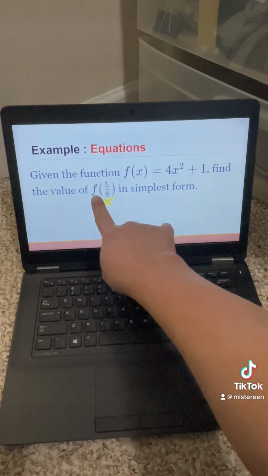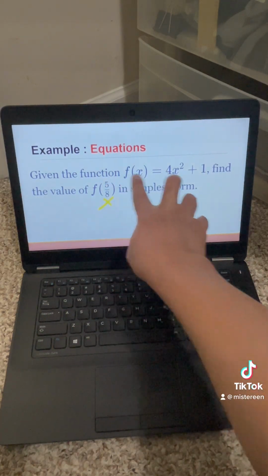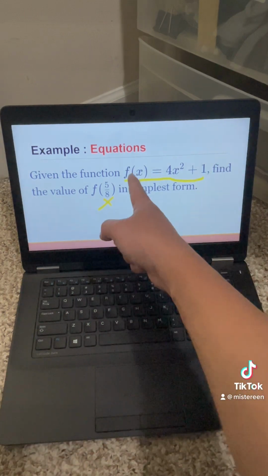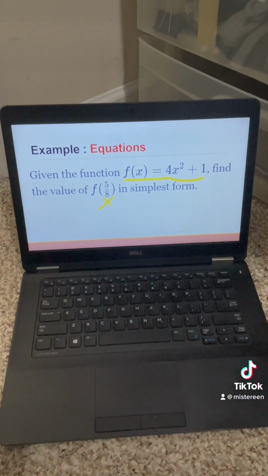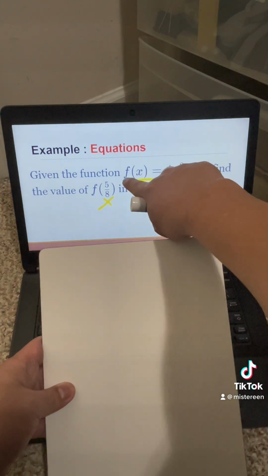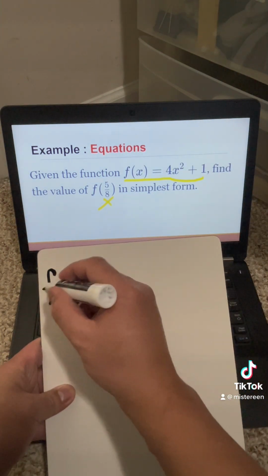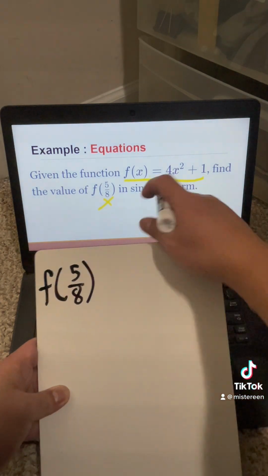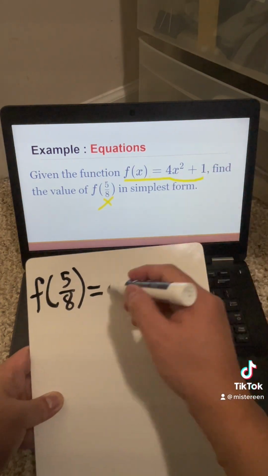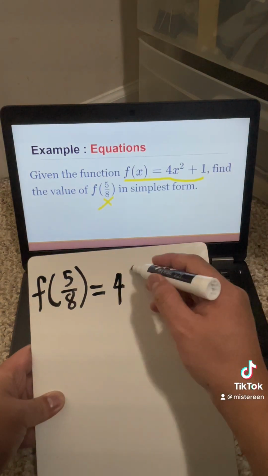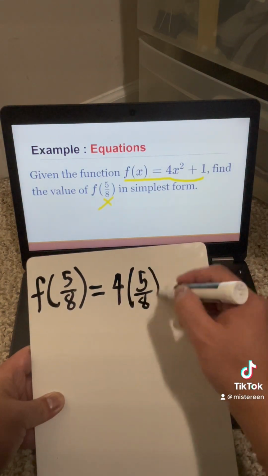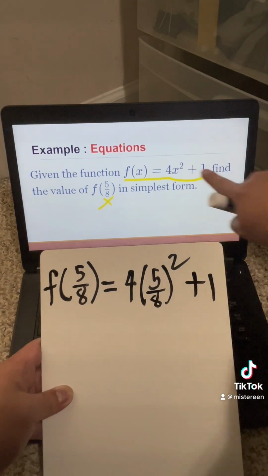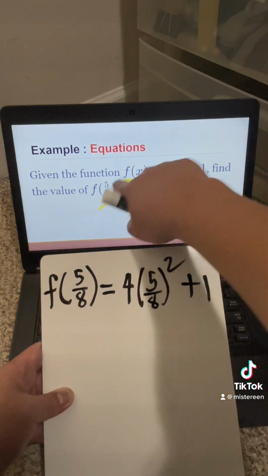So to find f of 5 over 8, we just use this equation here. Just rewrite this equation, but change x to 5 over 8. So we'll begin with f of x becomes 5 over 8. So f of 5 over 8 is equal to, we have here a 4, x, replace it with parentheses 5 over 8 squared plus 1. Just rewrite, but change every x to parentheses 5 over 8.